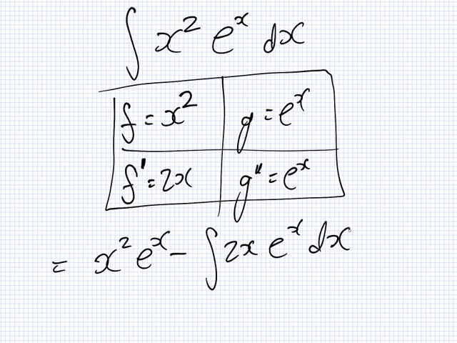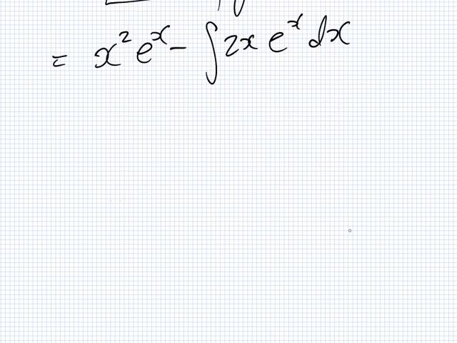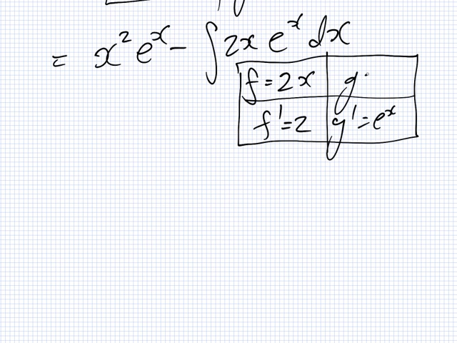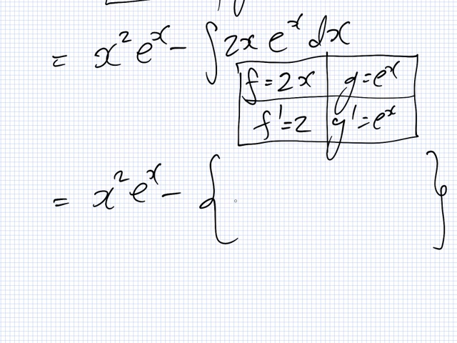But if we use the rule again, maybe it will get simpler again. So we use the rule again, but this time we're using it on just this part. So I'll do my box over here. This time, what is the f? 2x. f derivative is 2. g derivative is e^x and g is e^x. So the piece at the start is still the same. Then I have big brackets, and now I use the rule, which is now fg minus f derivative g.